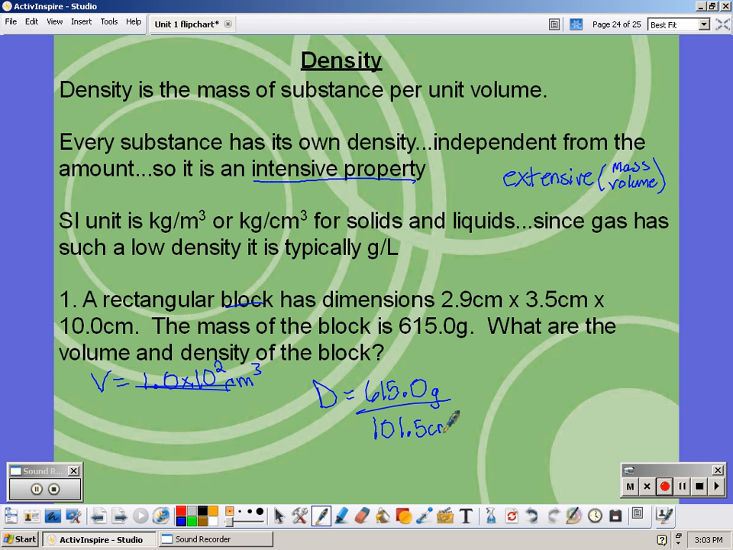However, when we go to figure out the sig figs for our final answer, we have to go back and use this one. So we have 2 sig figs versus 4 sig figs. So our answer only needs 2 sig figs. So it's 6.1 grams per centimeter cubed.